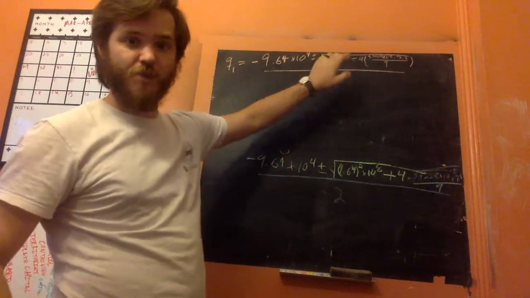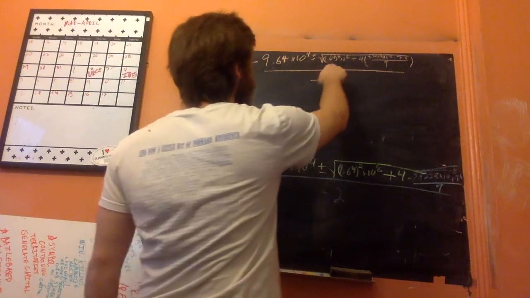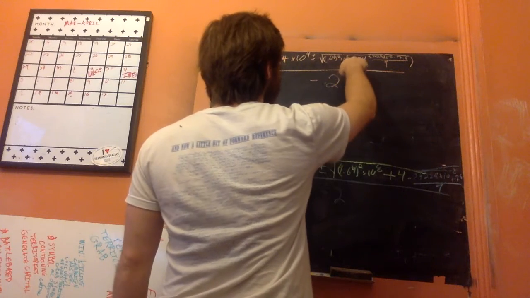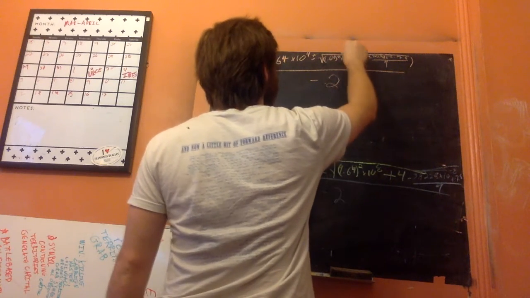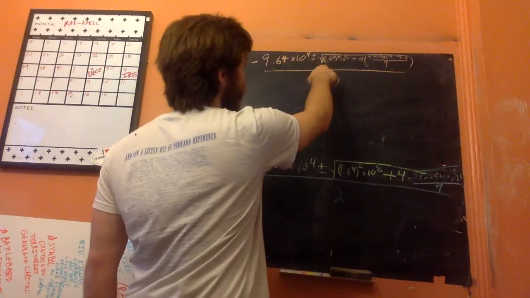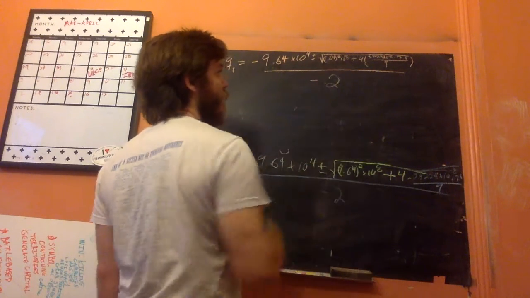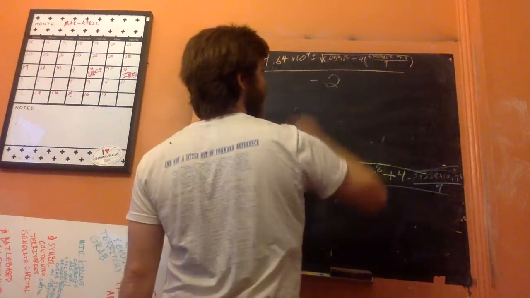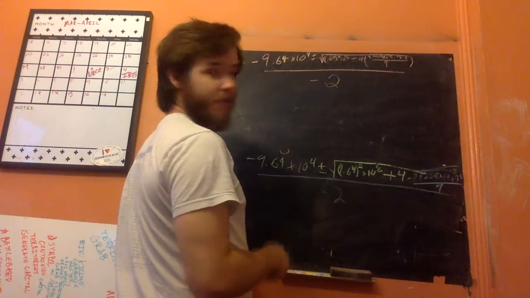Let's make sure that that's correct. We've got 9.64 times 10 to the negative 4, so this is negative 8. That's a good catch. It's a good catch right there. That's 9.64 squared times 10 to the negative 8, which means that both of these are in terms of 10 to the negative 8. And we can actually pull that out.